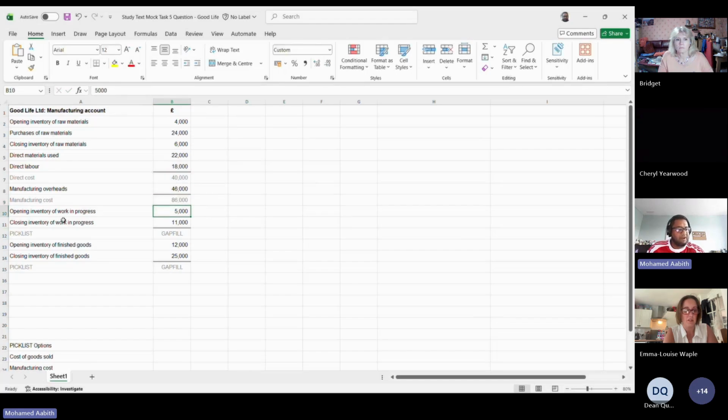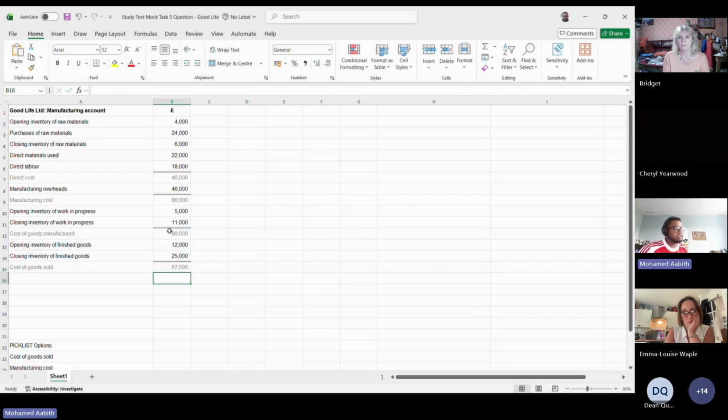Now opening inventory is going to be added. Take away the closing inventory, we're going to get the cost of goods manufactured. So here this is going to be equal to 86,000 plus that minus that number, which is 80,000 pounds. And the final one is cost of goods sold. This is going to be also the same way. This plus the opening inventory of the finished goods minus the closing inventory of the finished goods is 67,000 pounds.